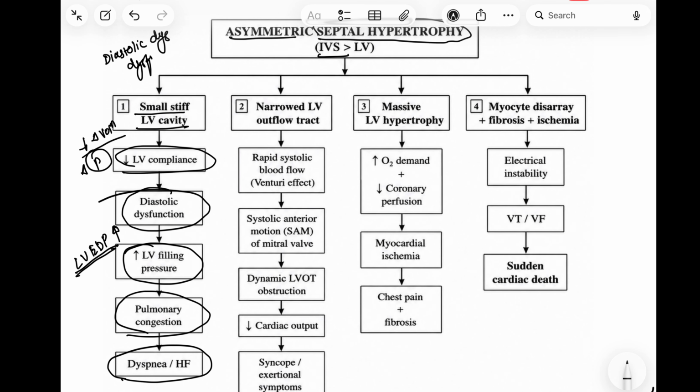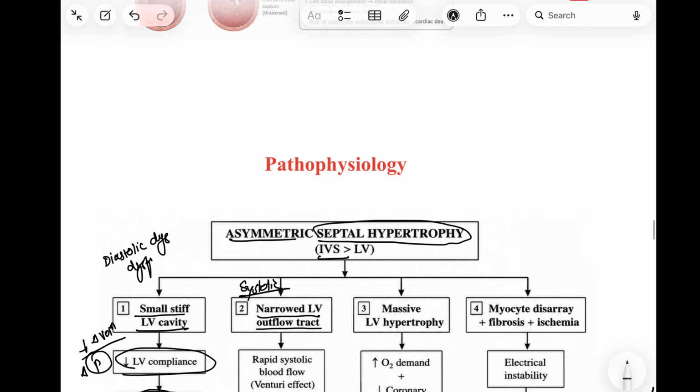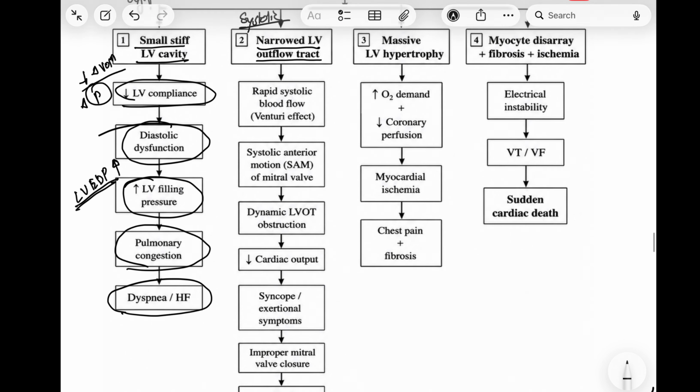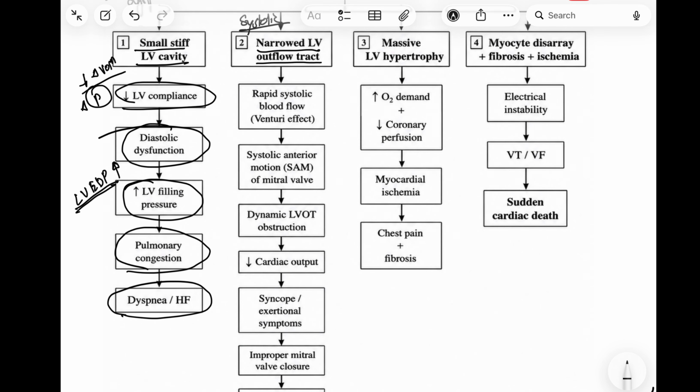Now what about the systolic dysfunction? This one is our systolic dysfunction, right? Here what happens, there is a narrowed LV outflow tract. As we discussed earlier, there is a LVOT obstruction, as you can see here, right, due to interventricular septal hypertrophy. This results into rapid systolic blood flow from this closed space.